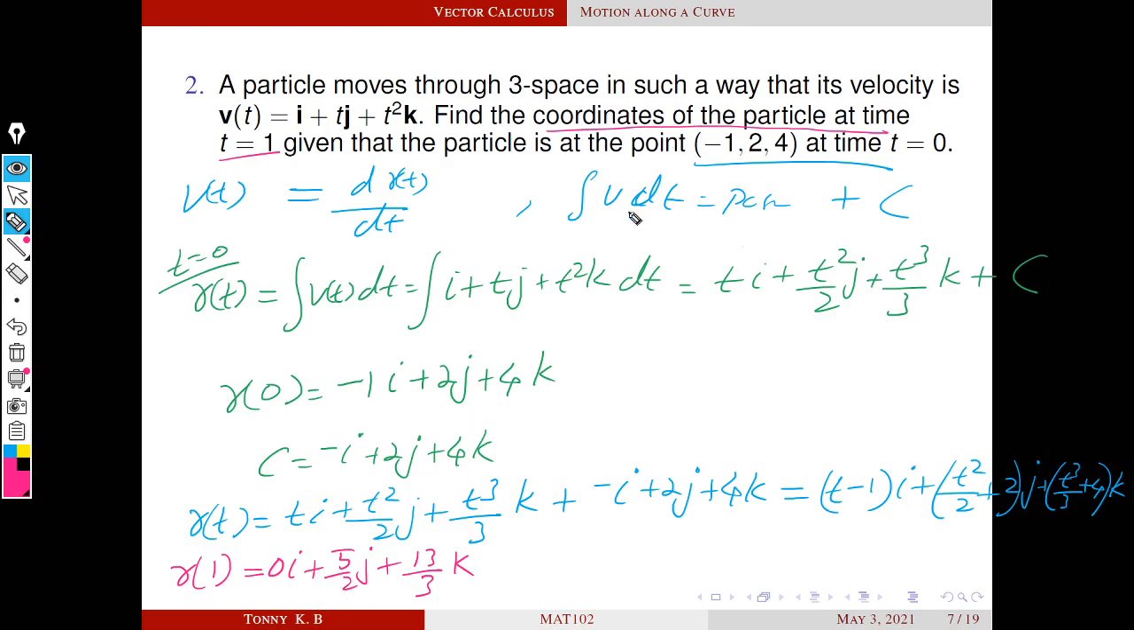We have to find the coordinates. That is very easy. The coordinate is 0, comma 5 by 2, comma 13 by 3. So this is the coordinate of the particle at time t equal to 1. That's it. Okay, clear.